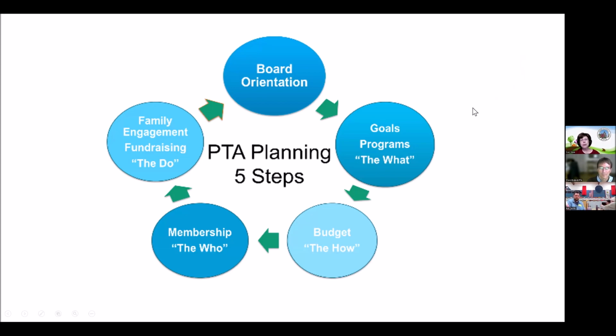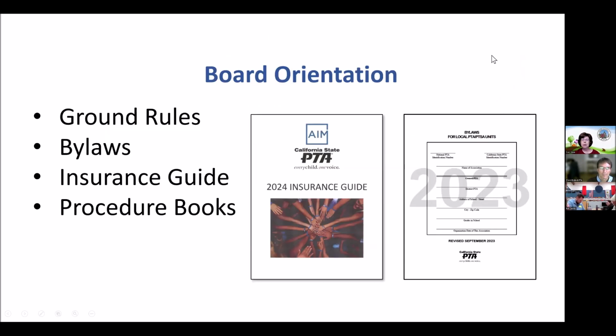Now, PTA planning, there are 5 steps. You can see what they are here, and we're going to go through them individually. First one is board orientation. As we talked about a few minutes ago, you can do that right after the new officers are elected, or you can do it in July when they actually officially take office. But the board is going to get together and set some ground rules for how you want to operate.